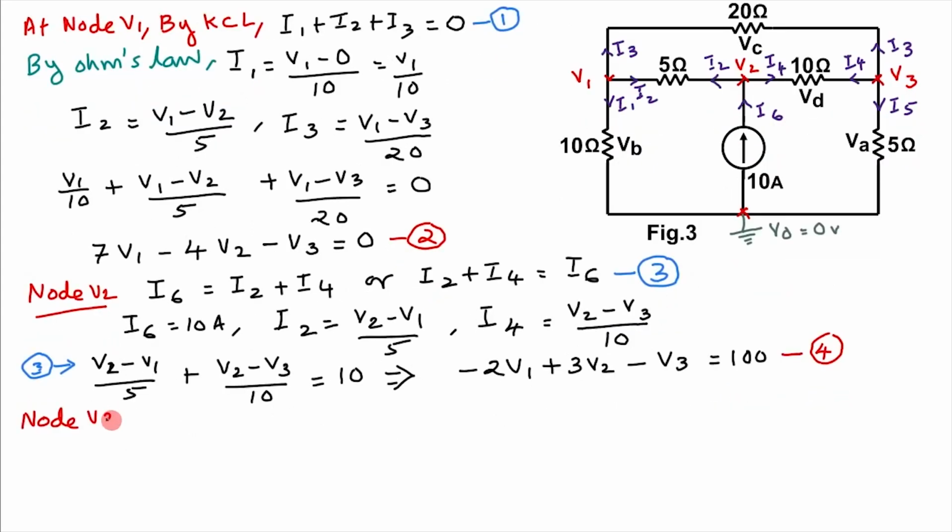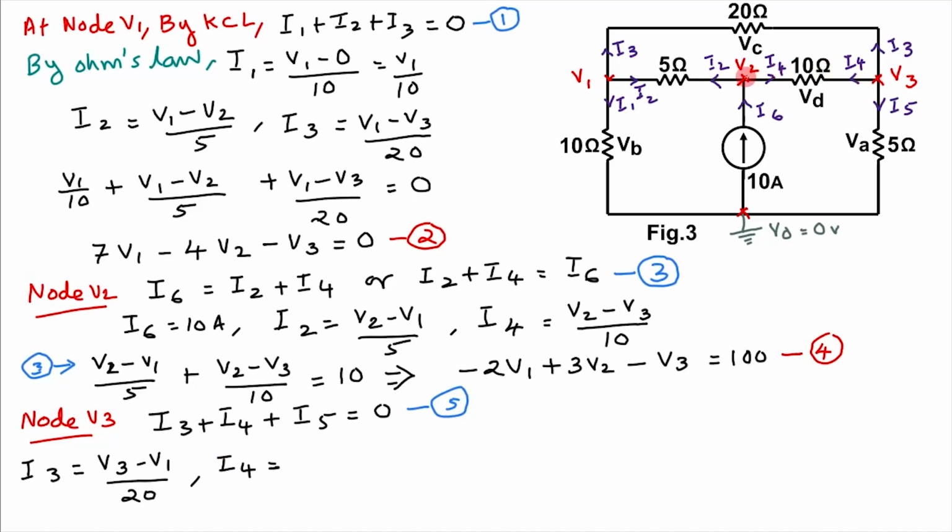Then at node V3, applying Kirchhoff's current law, I3, I4 and I5 are leaving away from this node. So the sum of these currents, I3 plus I4 plus I5, is equal to 0, as no currents are coming towards the node. Let this be equation 5. By Ohm's law, I3 is equal to V3 minus V1 by this resistance 20 ohm. I4 is equal to V3 minus V2 by 10 ohm. I5 is equal to V3 minus V0, which is 0, divided by 5 ohm.